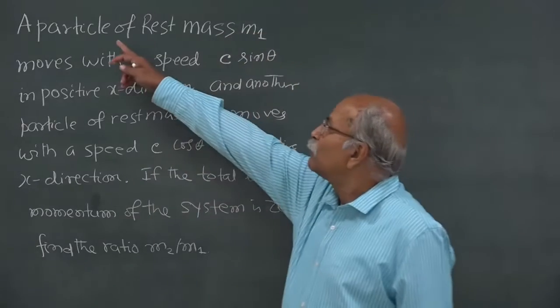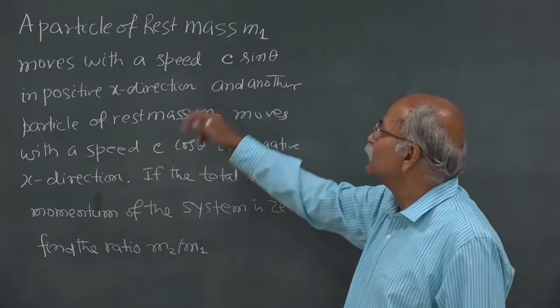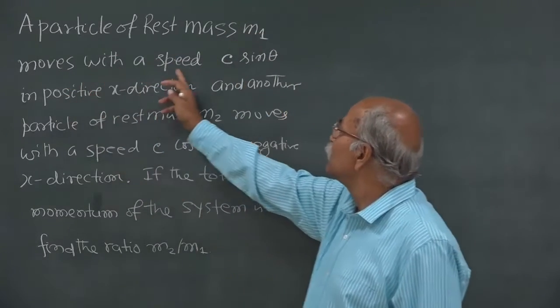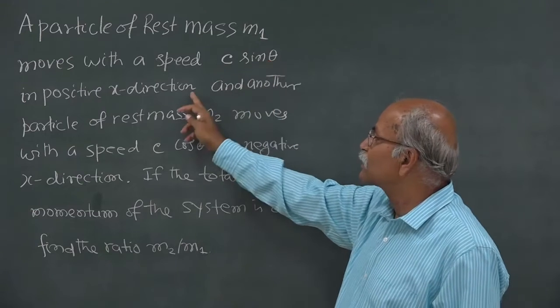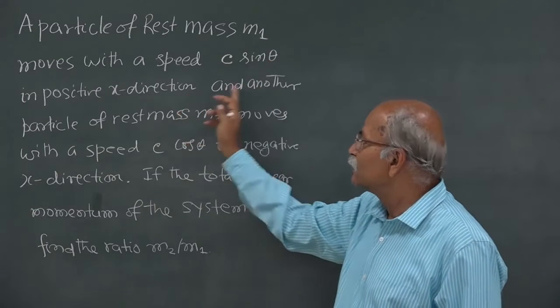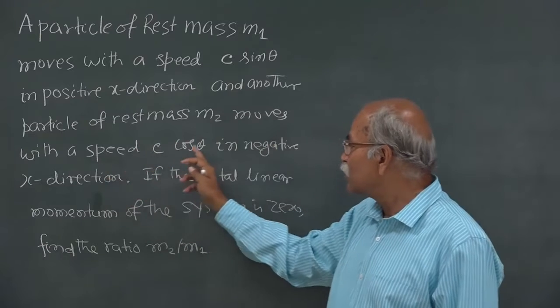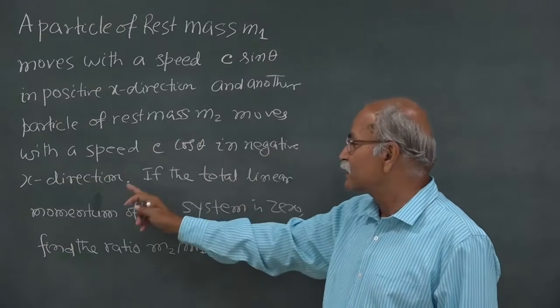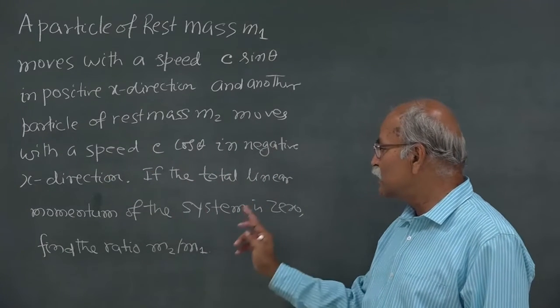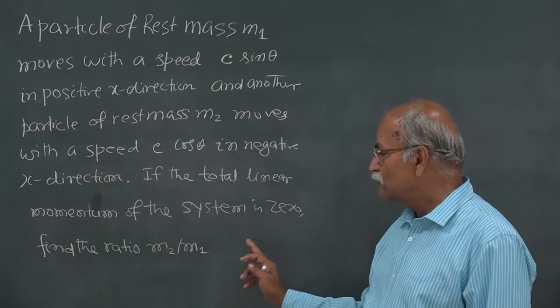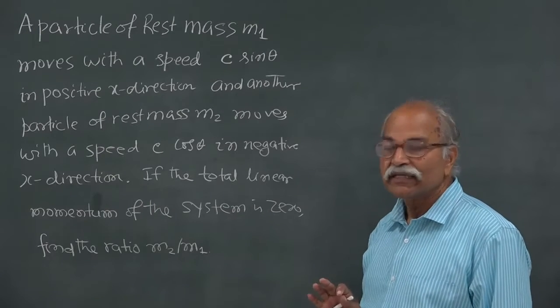So, our first problem is a particle of rest mass m1 moves with a speed c sin theta in positive x direction and another particle of rest mass m2 moves with a speed c cos theta in negative x direction. If the total linear momentum of the system is 0, find the ratio m2 by m1.